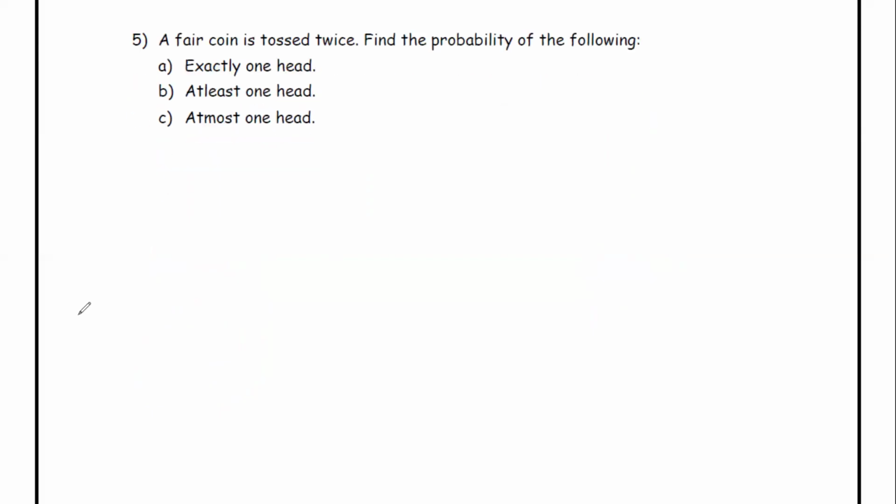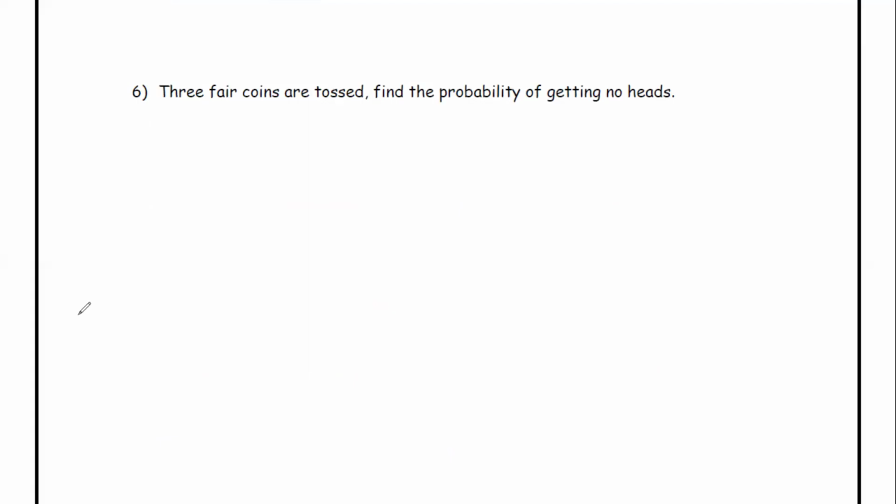The sixth question. Three fair coins are tossed. Find the probability of getting no heads. So if instead of no heads, I were to use: find the probability of getting at least one head. If you remember those 8 outcomes, there was only one which had no heads. Rest all of them had at least one head to it, meaning it was head, head, head also. It was two heads and one tail, and it was one head and two tails.